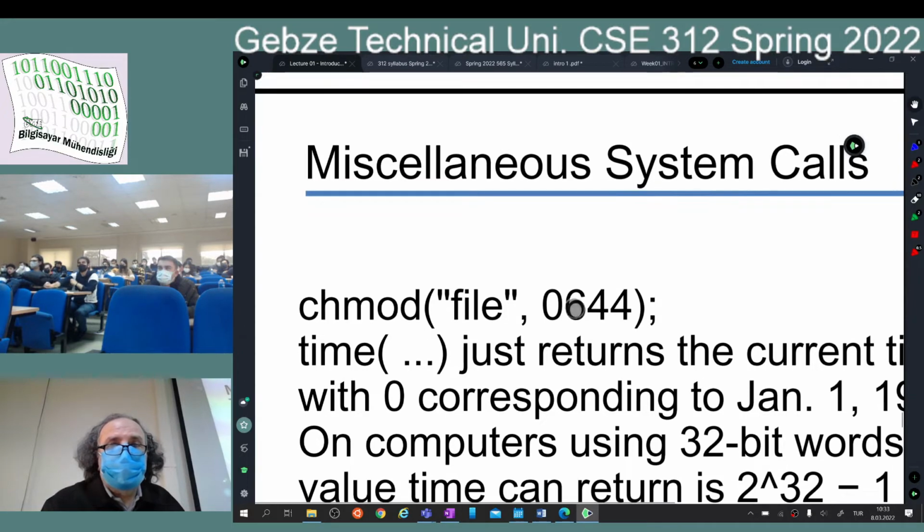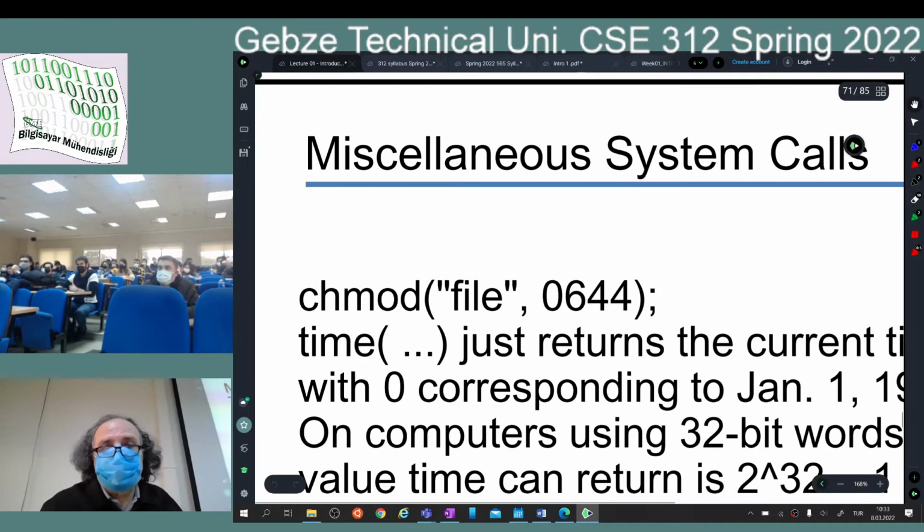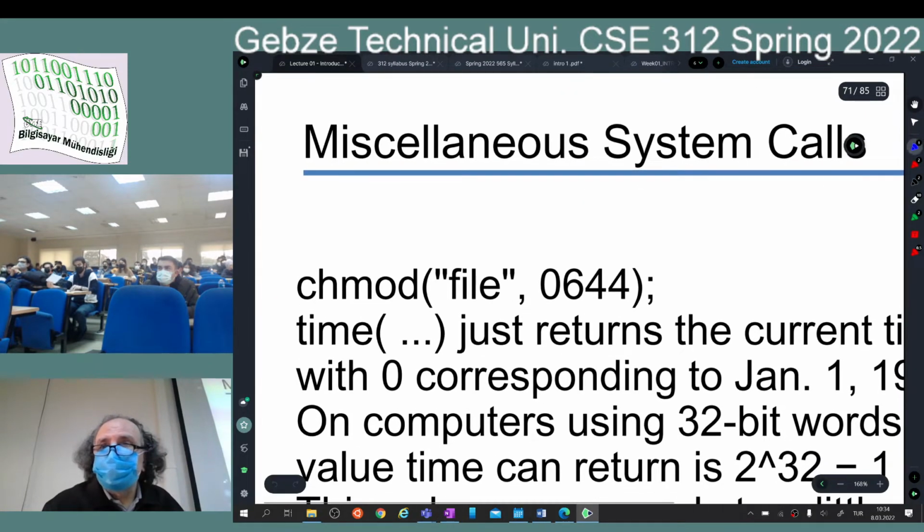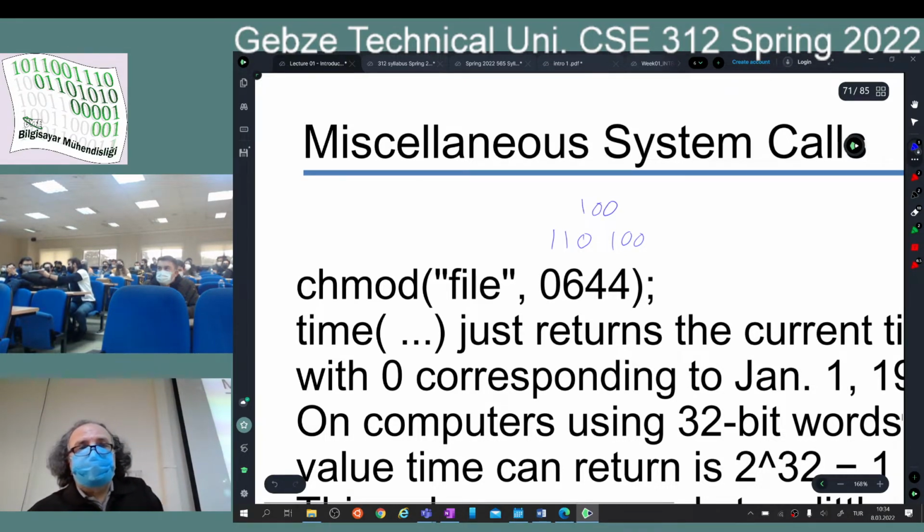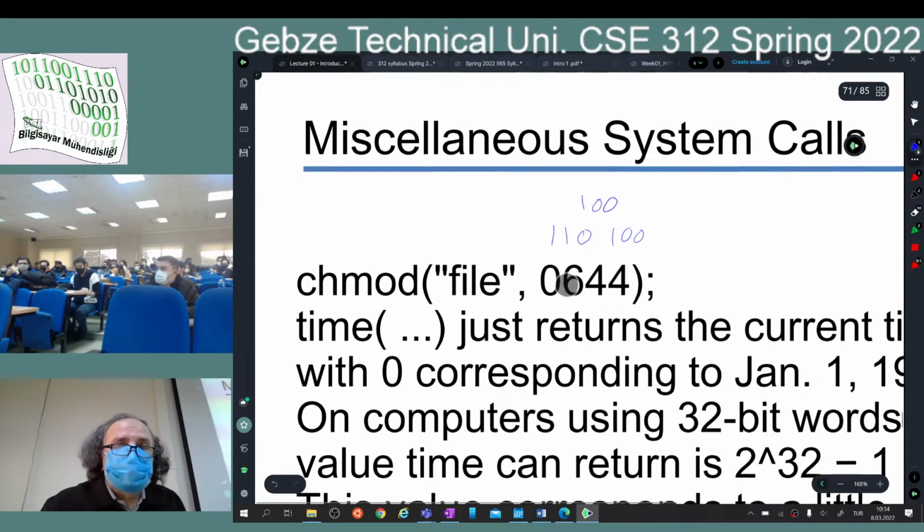So this is a 6 in octal number. 6 is 0, 1, 1. 4 is 0, 0, 1, and this 4 is 1, 0, 0. Read, write, execute. Okay, this is read, write, and execute. And 6 is the owner. This is the group, and 6 is the owner.